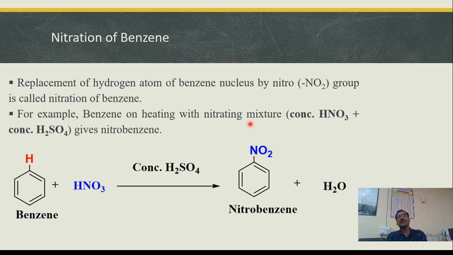Benzene is treated with nitrating mixture. As I mentioned, you need a source of electrophile and a catalyst. The source of electrophile is HNO3, and the catalyst is concentrated H2SO4. So what will happen? If you get NO2 out of it, OH will be left. That OH and H will combine to give water, and you will get nitrobenzene as a product. NO2 will go to the benzene ring and replace H plus, so you will get nitrobenzene as the product.